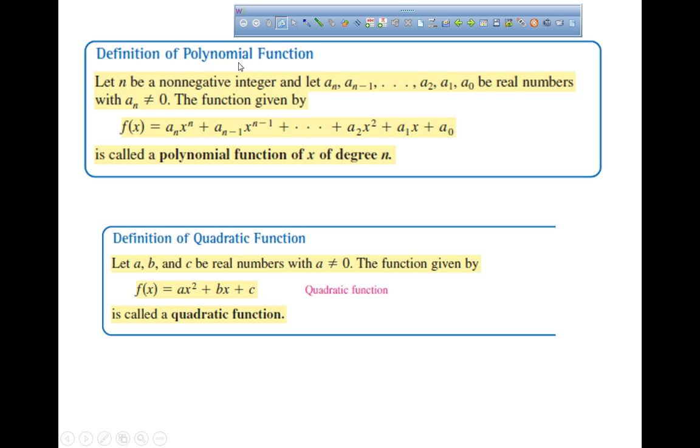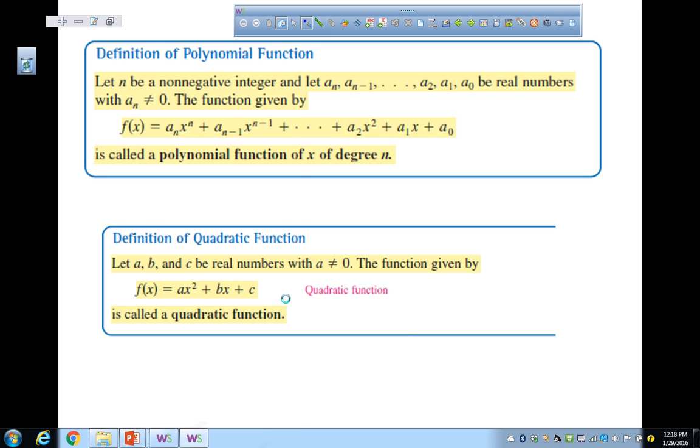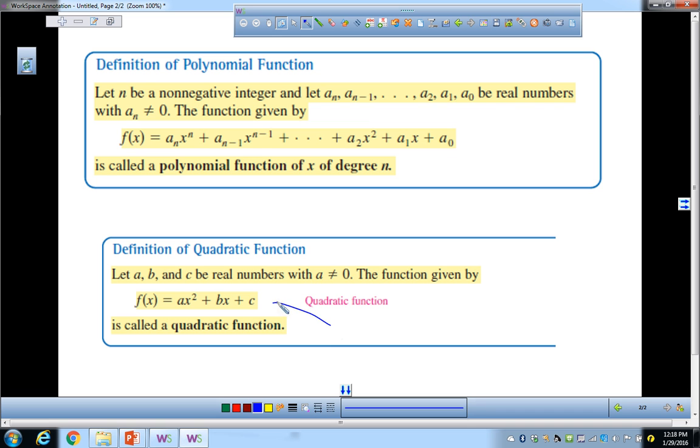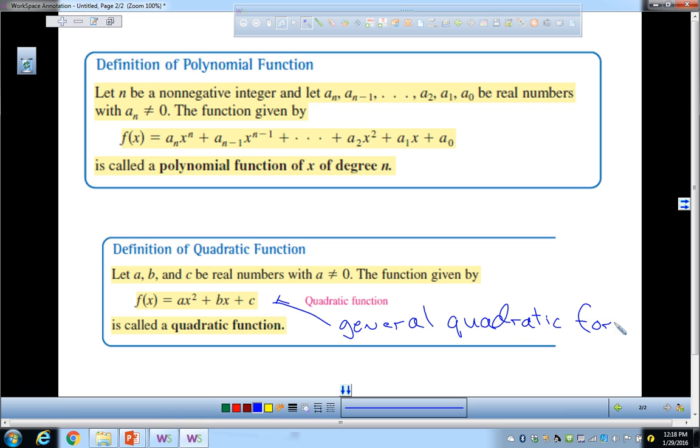And in the book they call this form, what do they call it? General quadratic form. Okay, so this is like quadratic form. I've always called this standard form, but in this book, they don't call this standard form because they call something else standard form.